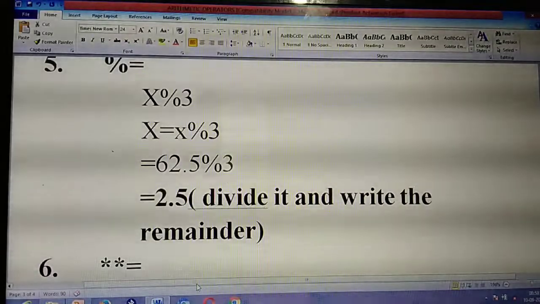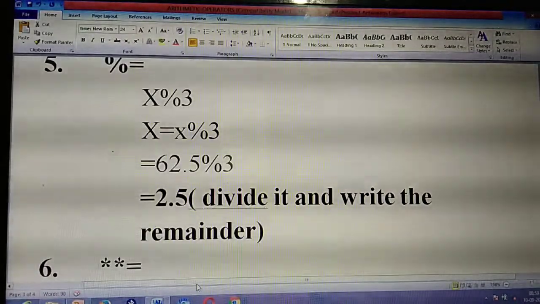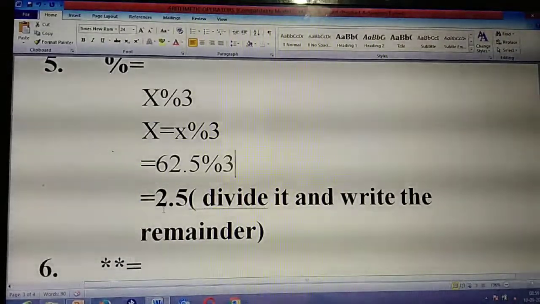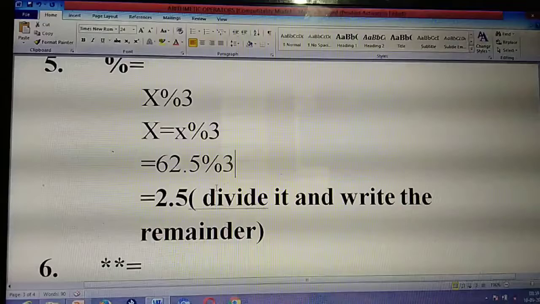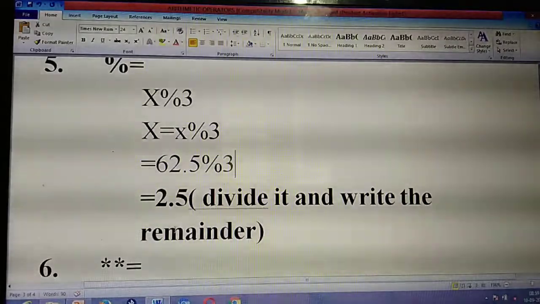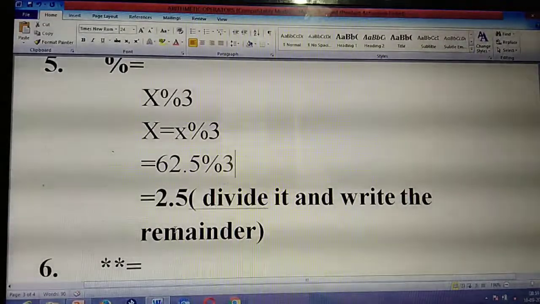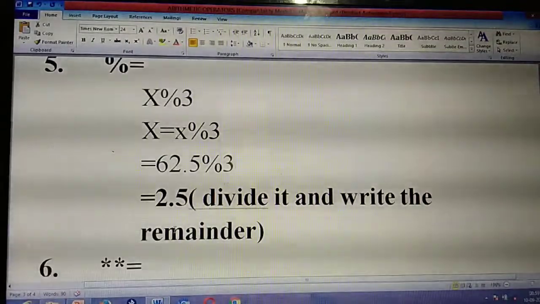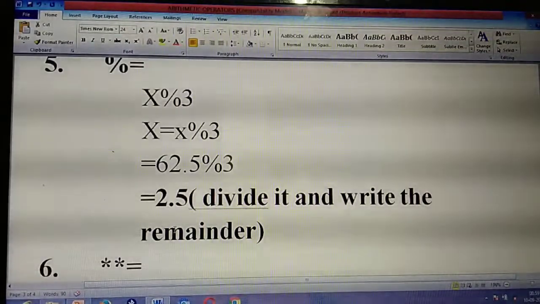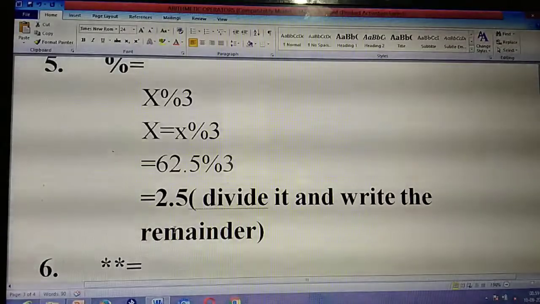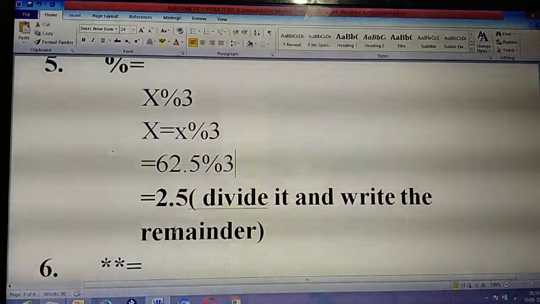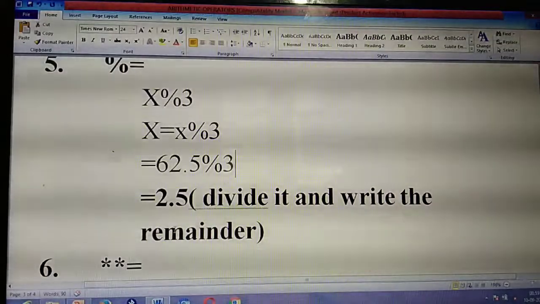I already explained this in the assignment, under comparative operators. So what's the answer you are getting? 2.5 as a remainder. That's the answer. Floor division, that's the difference between modulus and floor division. In floor division you should write the quotient as the answer, but in the modulus operator you should write the remainder as the answer. Okay.